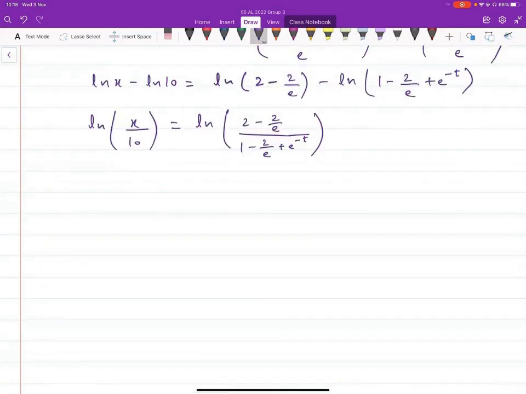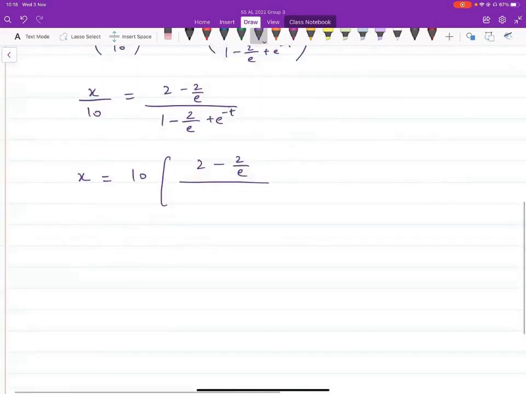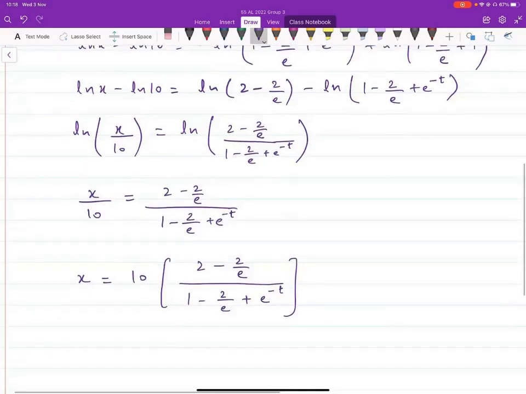ln, we get rid of ln on both sides. It becomes X over 10 equals 2 minus 2 over E divided by 1 minus 2 over E plus E raised to power minus T. Is that clear until here? And that gives you X equals 10 multiplied by this whole thing, 2 minus 2 over E divided by 1 minus 2 over E plus E raised to power minus T. Is this clear until here? Okay. So this is what we've got, X in terms of T.